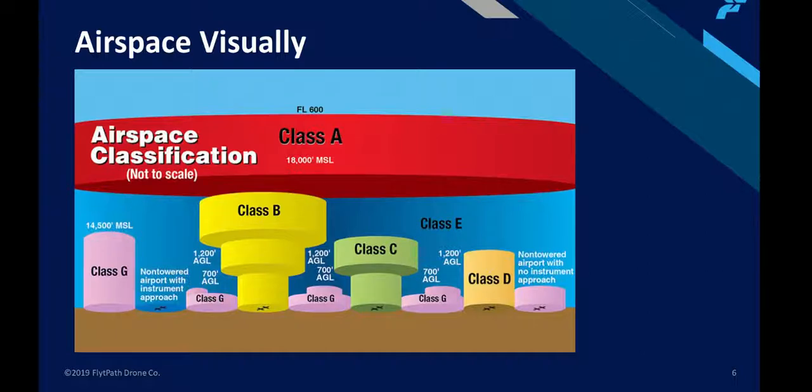Next, I'm going to talk about Class G airspace. We'll come back to Class F shortly. Class G is uncontrolled airspace and does not require any permissions before operating within it. Just be sure to follow the rules and be safe.